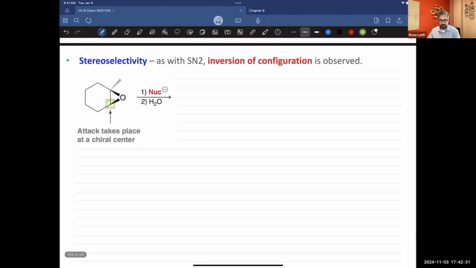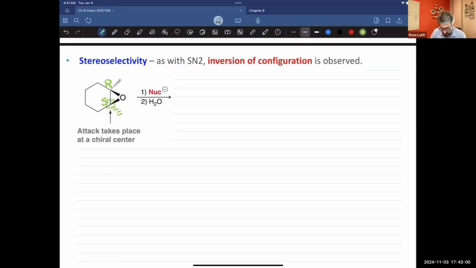Now, what's the stereoselectivity? Let's assign the configuration of the starting compound. Go 1, 2, 3. This is going to be R. Here, this one is going to be 1, number 2 will be here, and this one will be number 3, so that's going to be S configuration. We have R and S.